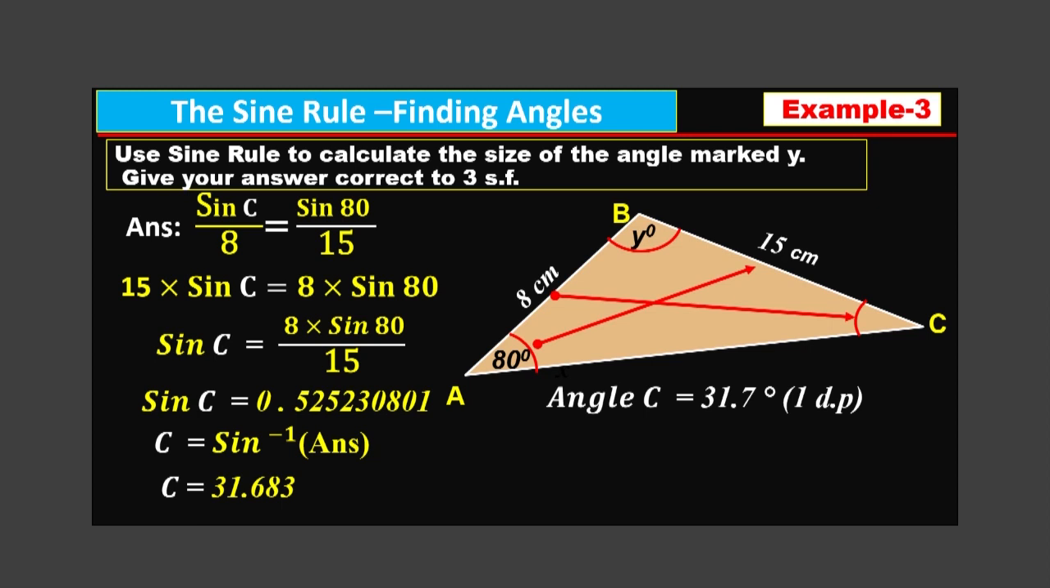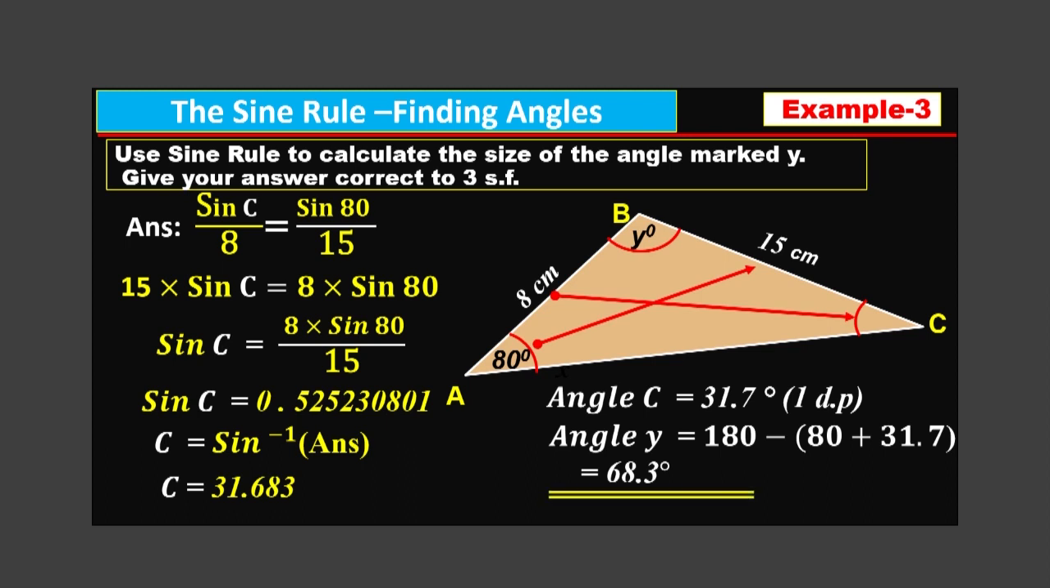Now, you might be thinking, what is the use of finding angle C? Now, here in order to get the measure of y, you may use the angle sum property in a triangle. You know the sum of all the angles in a triangle is 180. Hence, the next step would be angle y equals 180 minus bracket 80 plus 31.7 bracket close, and your answer would be 68.3 degree correct to 1 dp.